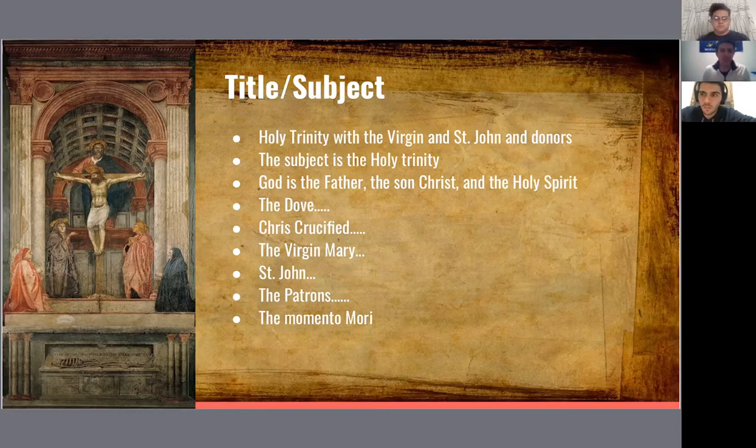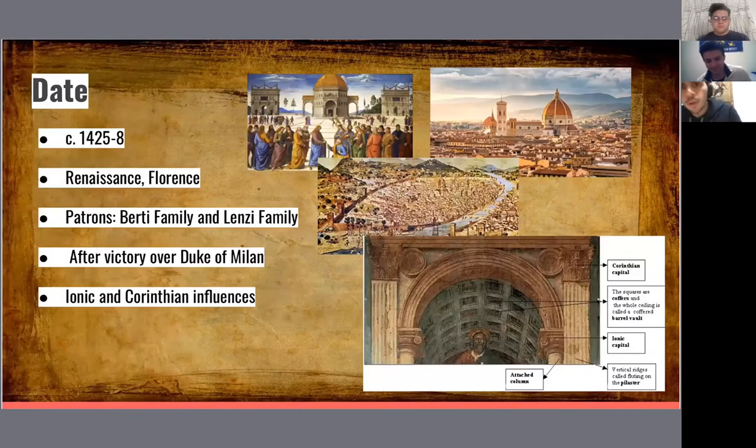This painting has significance to me because, as a Catholic, all these ideals represented in this painting are also incorporated in my everyday religion. Next slide. So I'm Paul, and I'll be covering the date.